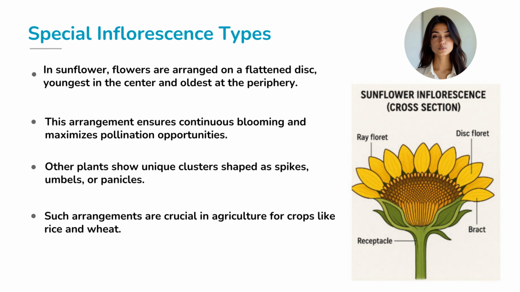Some plants take inflorescence design to a whole new level. Look at a sunflower. What we think of as a single big flower is actually a collection of hundreds of tiny florets packed tightly on a flat disc. The youngest florets sit in the center, while the older ones mature toward the edges. This clever arrangement allows continuous blooming and ensures pollinators always find fresh flowers. Similar adaptations are seen in cereal crops like rice and wheat, where spikes and panicles maximize seed production. Isn't it fascinating how every plant has its own strategy to optimize life?